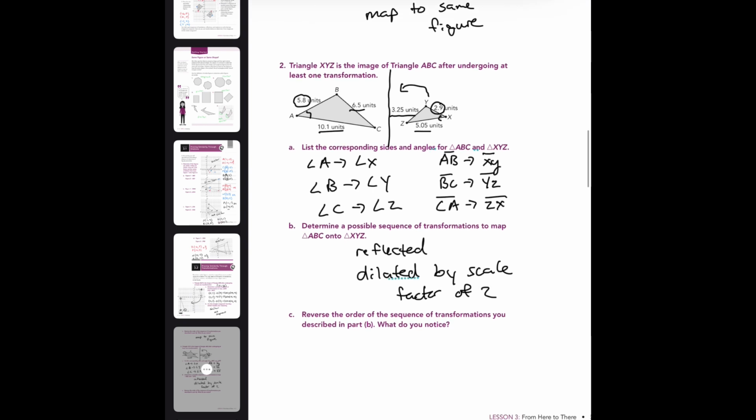And again, with the reverse order of the transformations, what would we describe? It would map to the same figure again. The order does not matter.